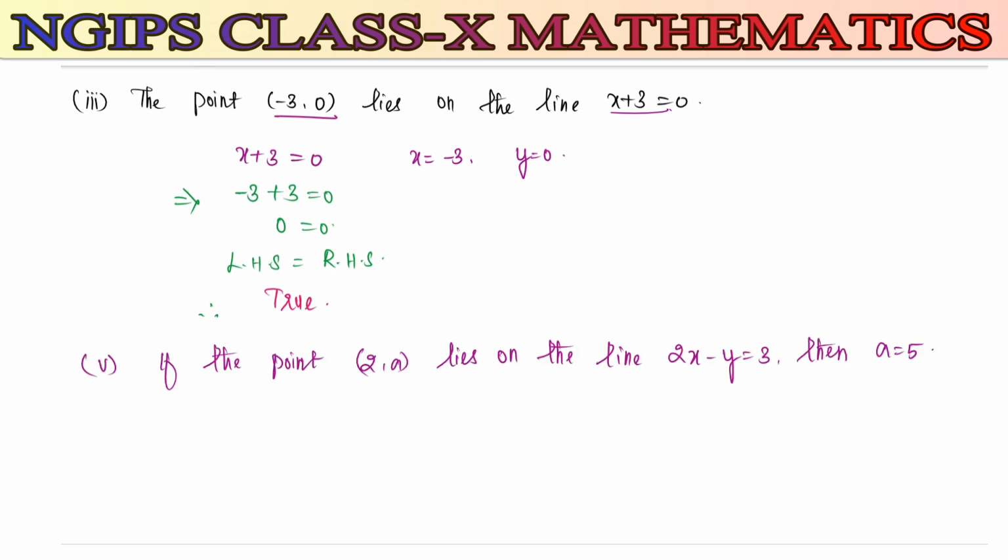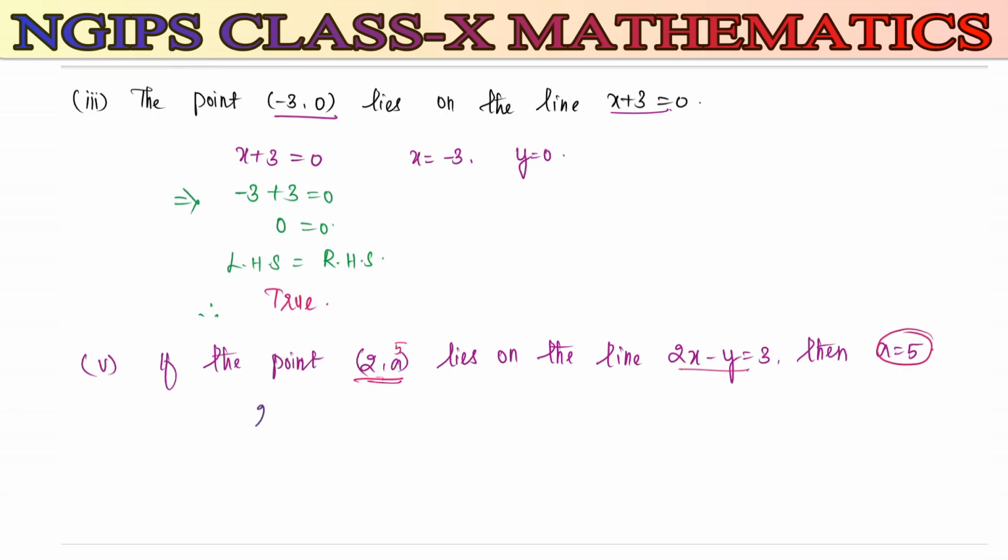Here the fifth one: if the point 2 comma a lies on the line 2x minus y is equal to 3, then a is equal to 5. So a is equal to 5. If we substitute this value here, then this particular point lies on the line 2x minus y is equal to 3. If it satisfies this condition, then we can say this particular point lies on the line 2x minus y is equal to 3 when the value a is equal to 5. If it satisfies, we can say it is true. Okay, just I am going to write the equation here.